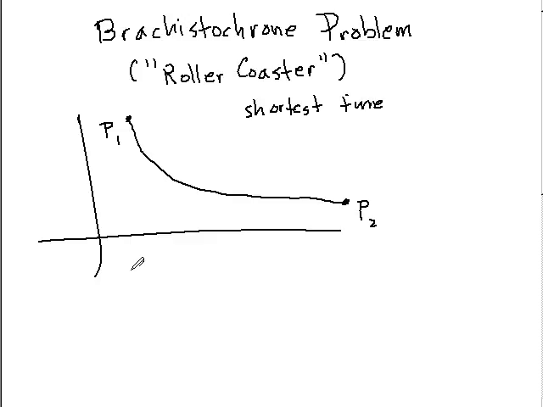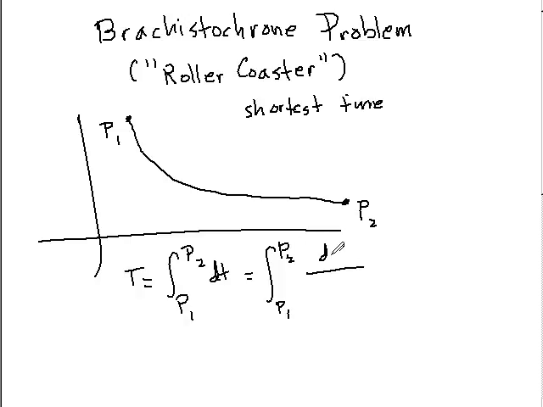Well, we know what the time is. The time is the integral from P1 to P2 of dt. P1 to P2, that's really ds over the velocity. Why is that? Because v is ds over dt. So obviously ds is v dt, hold it. No, dt is ds over v, that's the way I want it.